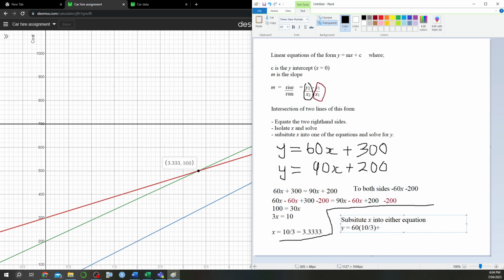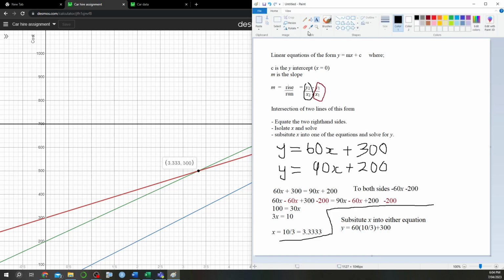So that's a bit messy. I might even just write it up here. I'm just going to bring up my drawing. So it's y equals 60 times 10 thirds plus 300.